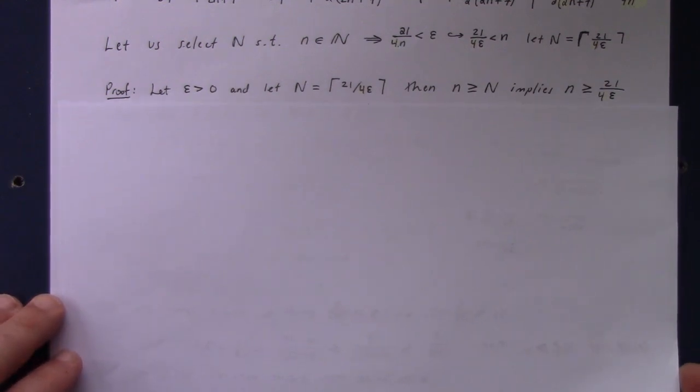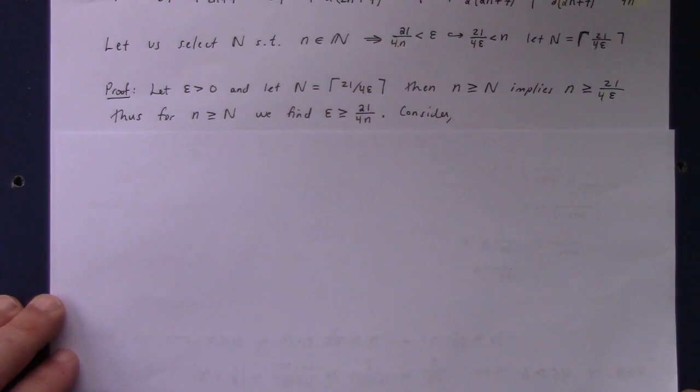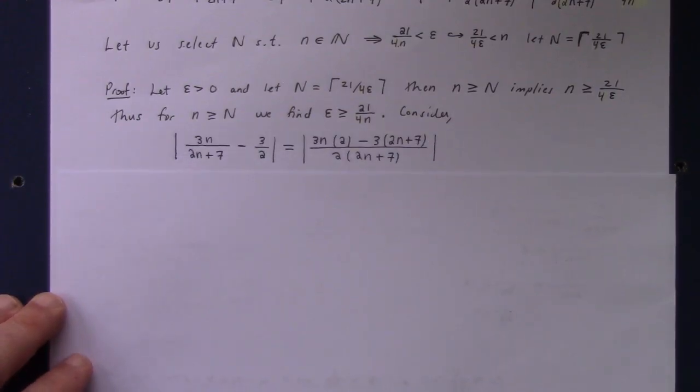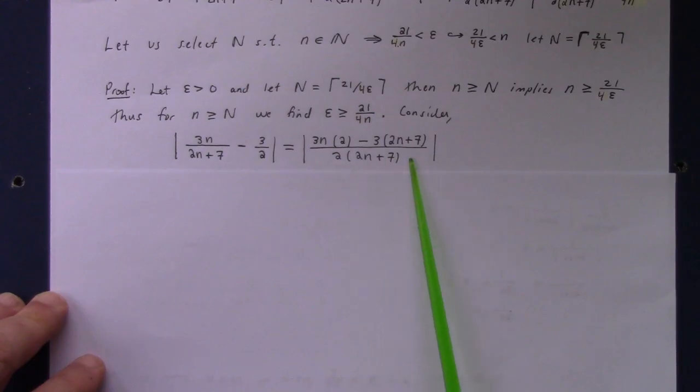So here we go. Let epsilon be greater than 0. Let N be the ceiling of 21 over 4 epsilon. Then if n is greater than or equal to N, that implies that little n is greater than or equal to 21 over 4 epsilon. But for n greater than N, we find that epsilon is greater than 21 over 4n. Consider then that the difference of 3n over 2n plus 7 and 3 halves is equal to the absolute value of this, making a common denominator.